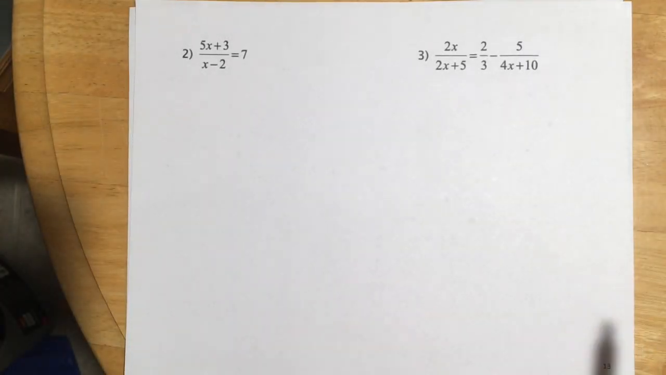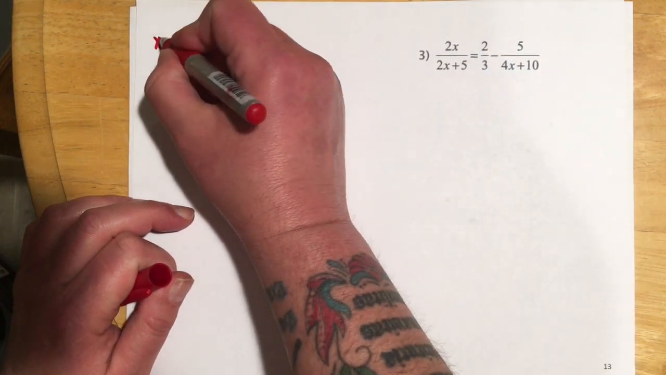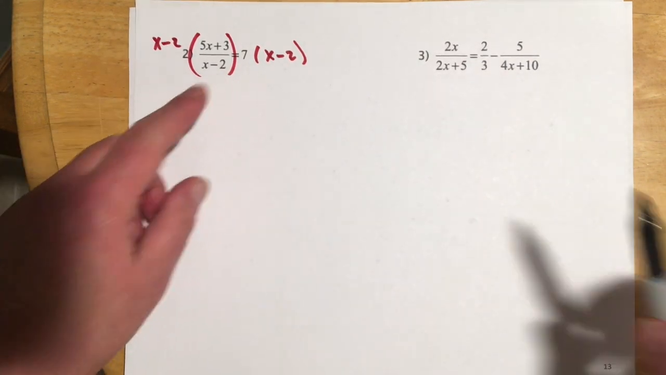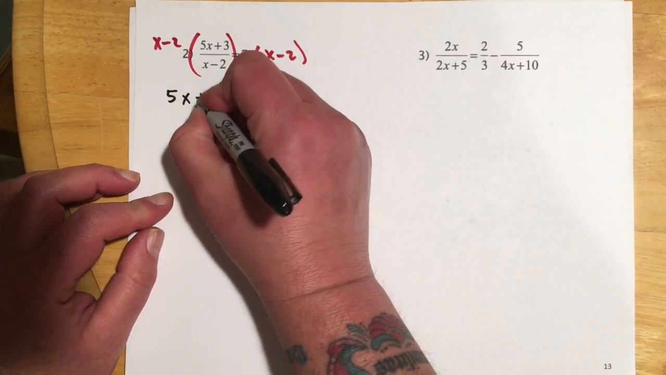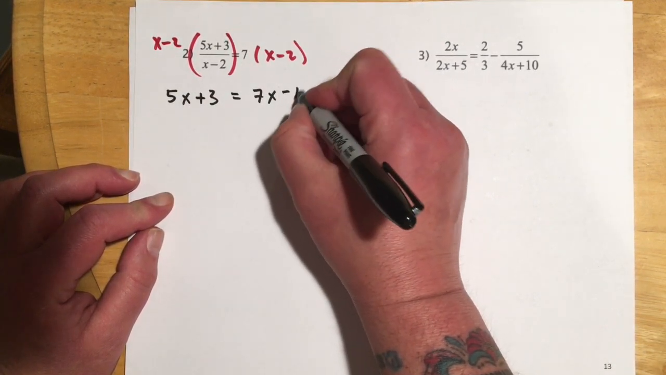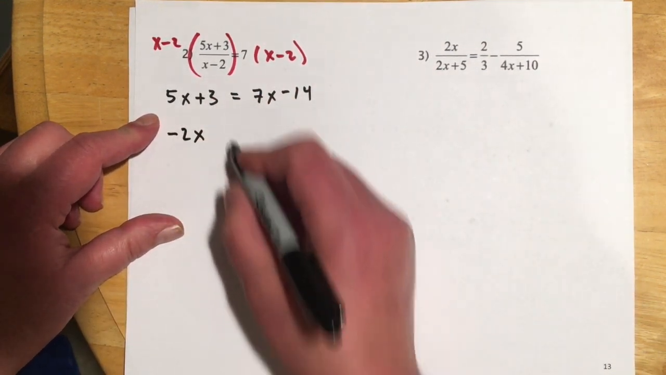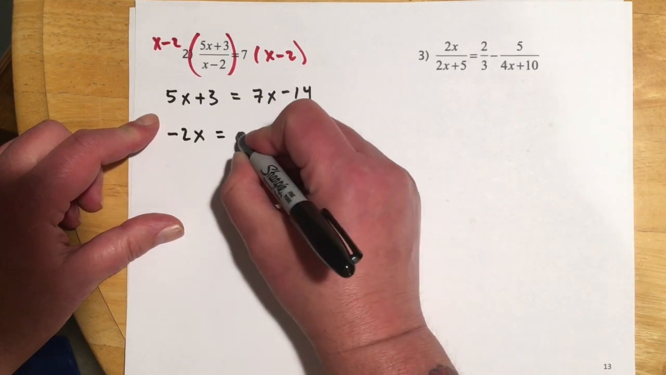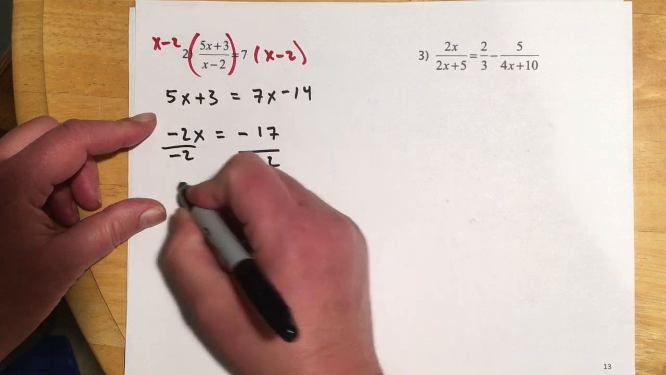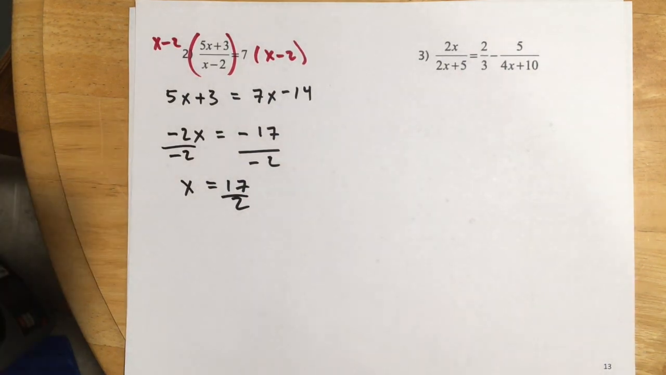Okay, number 2, for that one I'm going to multiply both sides by x minus 2. And that's going to clear the fraction on this side, leaving me 5x plus 3. And over here 7x, and then minus 14. So I'll bring the 7x over this way, so I'll make a minus 2x on this side. I'll bring the 3 over this way, that's going to make a negative 17 on this side. And then divide out the negative 2, and then that double negative becomes positive 17 halves.